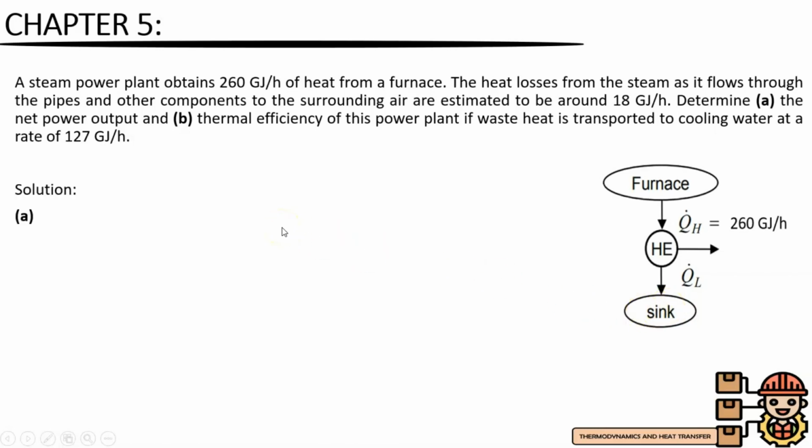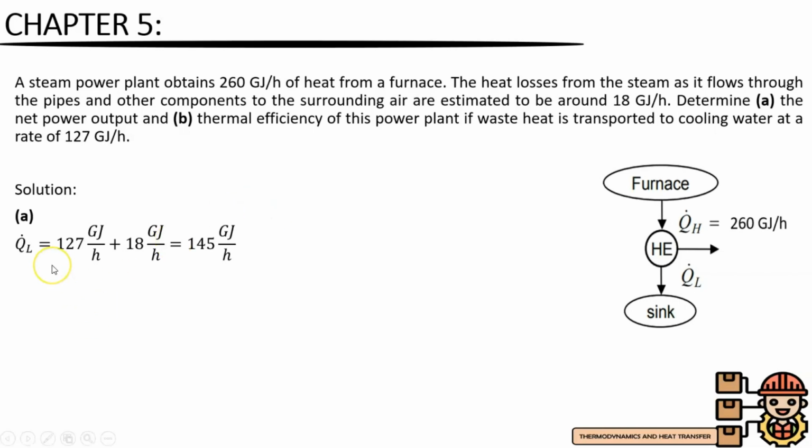So our solution: the rates of heat supply and heat rejection of the power plant are given, so the power output and the thermal efficiency of this power plant are to be determined. We have assumptions for this problem. First, the plant operates steadily. Second, the heat losses from the working fluid in the pipes and other components are taken into consideration.